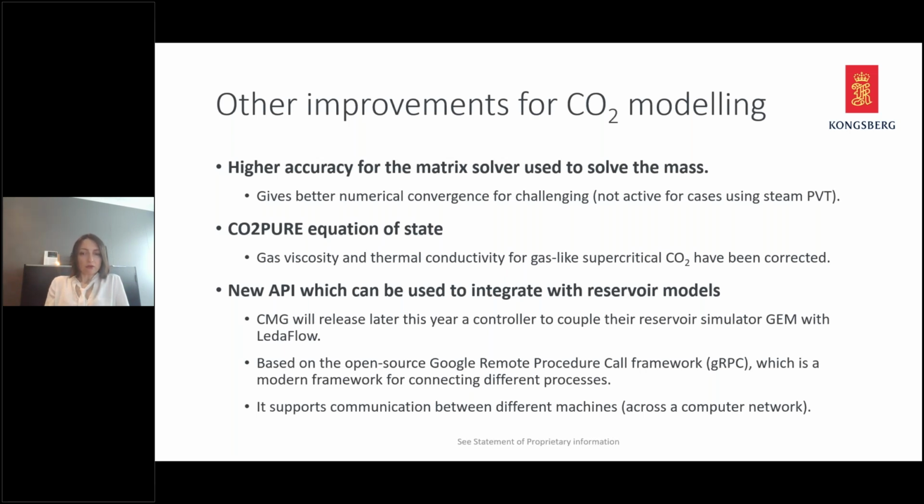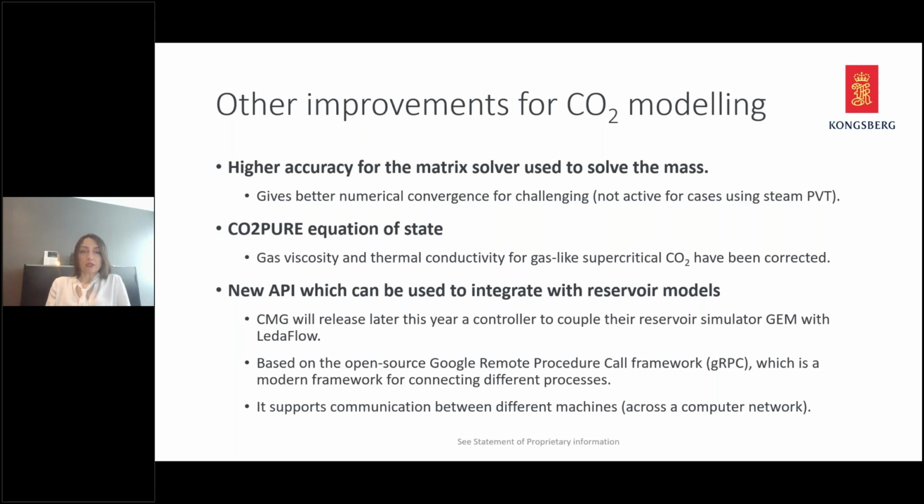And finally, another noteworthy addition that is not necessarily restricted to CO2 modeling, and that I could have placed also in the UX improvements, is this new API that can be used to integrate with reservoir models. It is based on the open source Google remote procedure call framework, also known as gRPC, which is a modern framework for connecting processes. And it supports communication between different machines, so it can be used across a computer network.